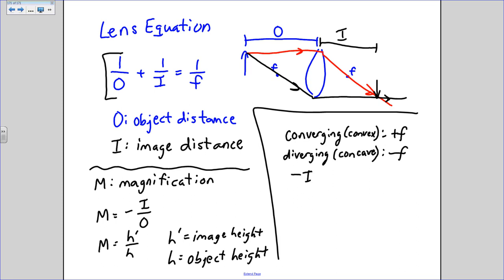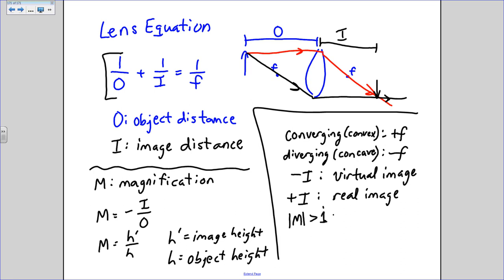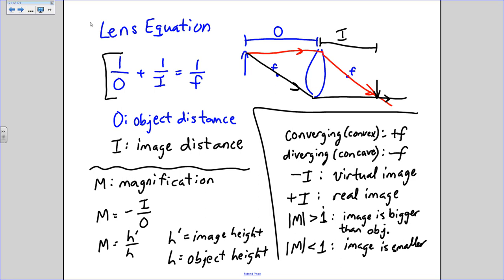If I have a negative image distance, that's going to tell me that I have a virtual image. Remember, a virtual image can't be projected onto a screen. If I have a positive image distance, that's going to be a real image. If the absolute value of my magnification is greater than 1, that means that the image is bigger than the object. If my magnification is less than 1, that means that the image is smaller. So if I have a magnification of 1/2, for example, that would mean that the image is half the size of the original object.